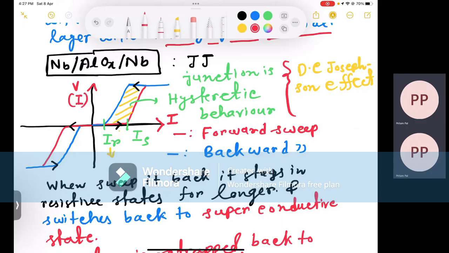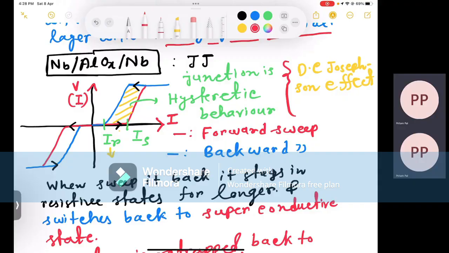So the red solid line indicates when we are sweeping the external bias in the forward direction. This is called the forward sweep. And the blue solid line is the backward sweep. Consider that from 0 to some nanoamps of current you are providing, and then from the higher nanoamps current you are going back to 0 nanoamps. That's how the forward and backward sweeps have been established here.